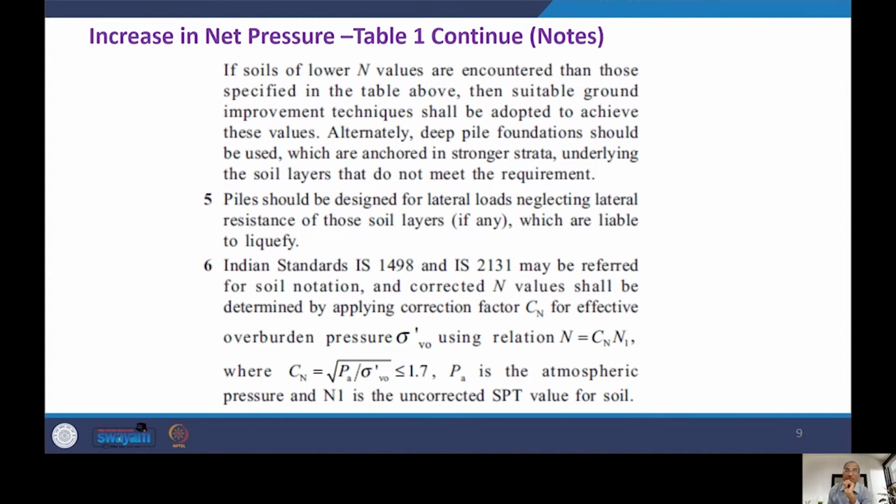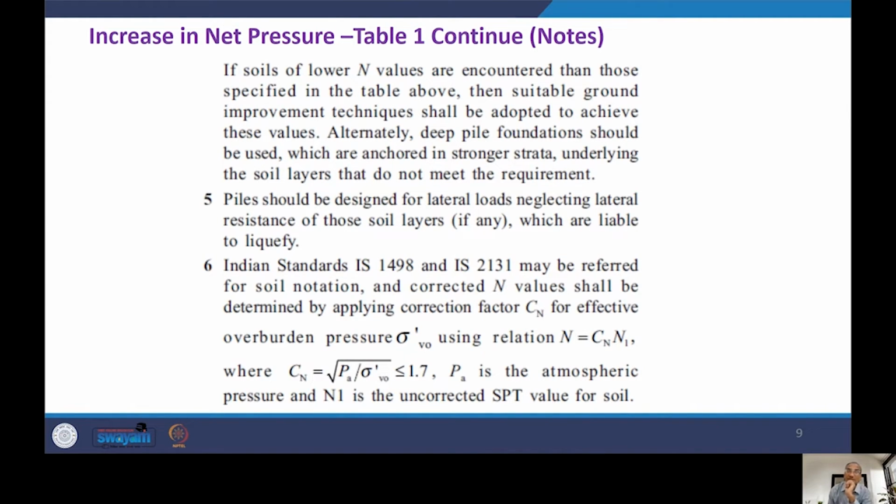Next, Indian Standard Codes IS 1498 or IS 2131 may be referred to for soil classification, and corrected N values will be determined by applying the correction factor Cn for effective overburden pressure, sigma V naught, using the relation N equal to Cn into N1, where N1 is the uncorrected SPT value and Cn is the correction to be applied for overburden pressure, which can be calculated using the relation root of Pa divided by sigma 0 effective.